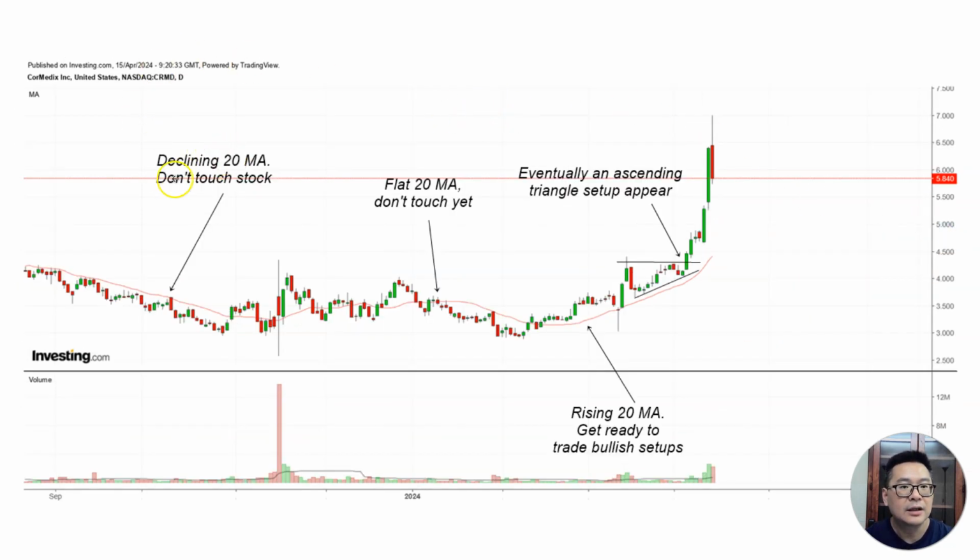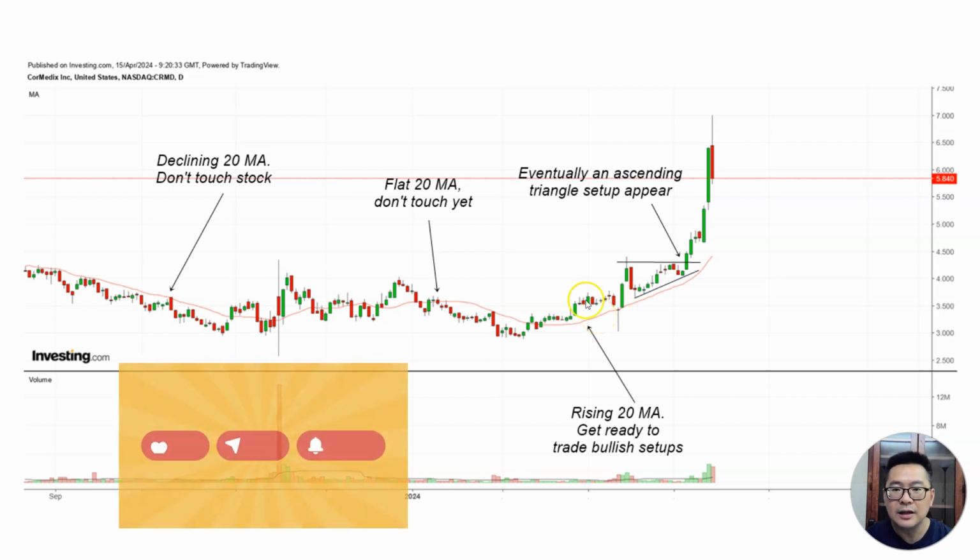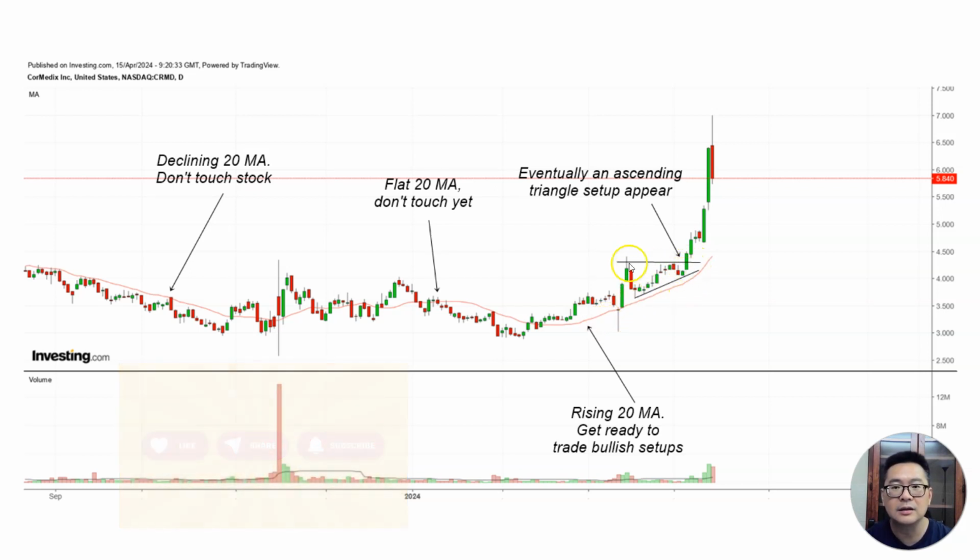All right, let's take a look at Coromedics, declining 20 MA. Again, you already know what to do. Do not touch the stock. Sideways trading, don't touch it yet. Declining 20 MA, don't touch it. And here the stock starts to rise. And what are you going to do? Get ready. Not buy straight away, but get ready for bullish setups. And here eventually it forms kind of an ascending triangle. And you buy the breakout, put the stop loss here and ride it higher.